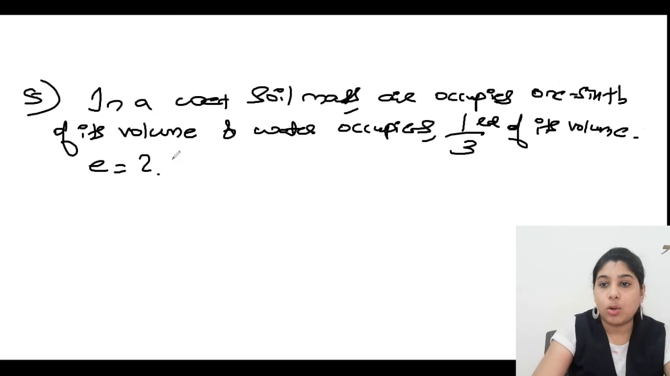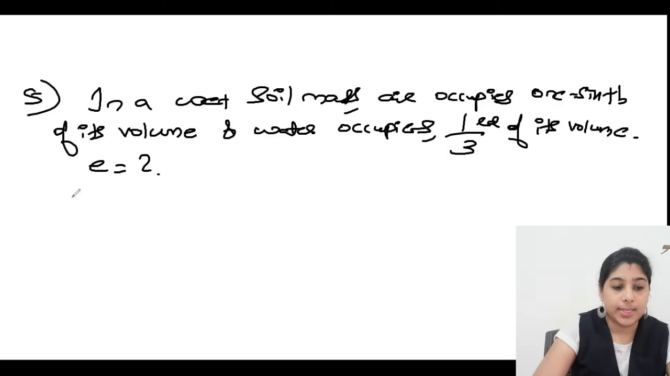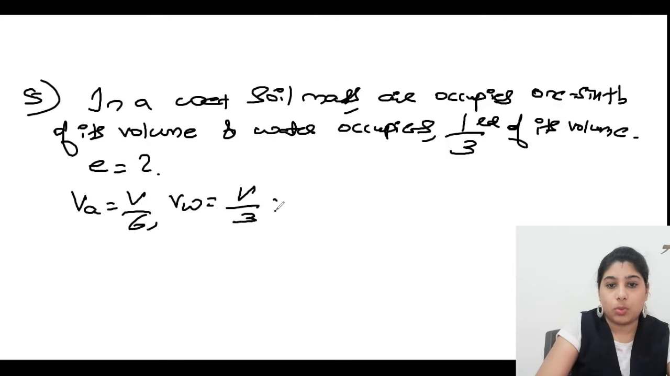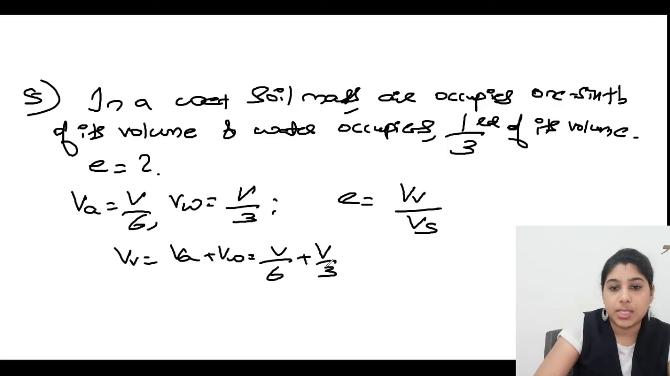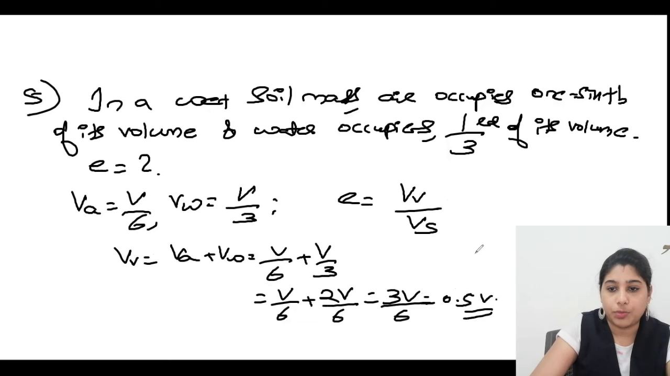In a wet soil mass, air occupies 1/6 of its volume, that is total volume by 6, and water occupies 1/3 of its volume, that is V by 3. We know what e is. e will be Vv by Vs. So what is Vv? Vv is Va plus Vw, that is V by 6 plus V by 3. When we multiply V by 3 with 2 by 2, it will be 3V by 6, that is V by 2, that is 0.5V.